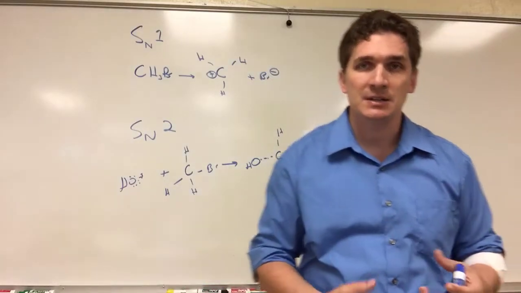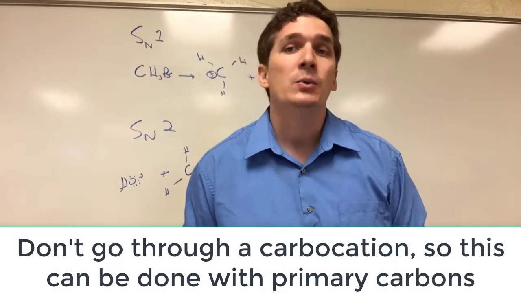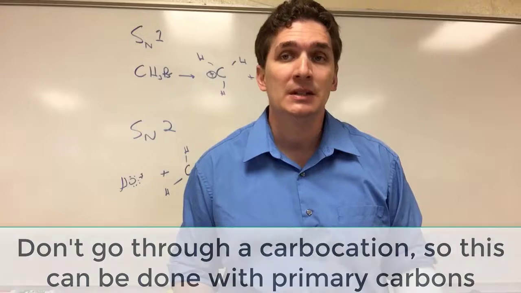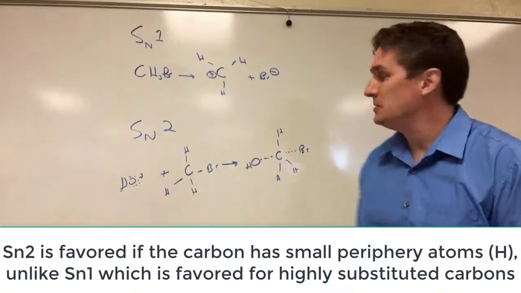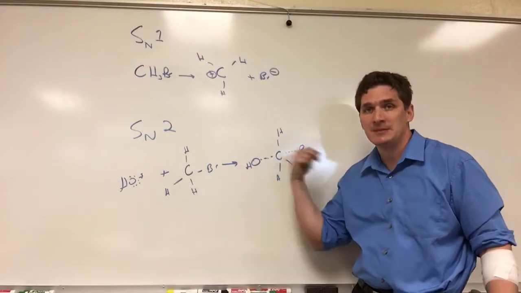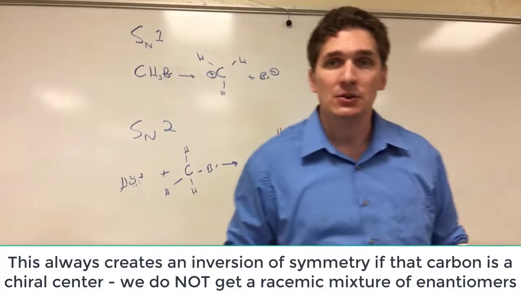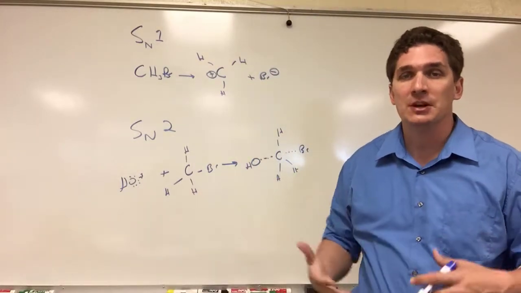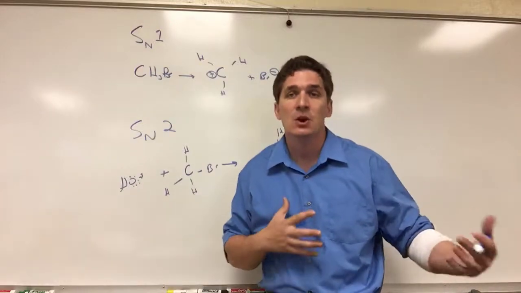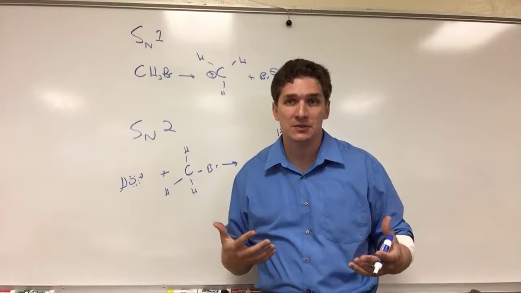Now, the upside of this is that we don't ever really go through a carbocation intermediate, and because we don't go through that, we have fewer issues of stability. Now, that said, because it's always an attack on the opposite side of the leaving group, we see an inversion of symmetry. So if for whatever reason this is a chiral compound with one configuration or the other, when we do an Sn2 mechanism, we're going to flip it. So if it's L, it's going to go R and vice versa.